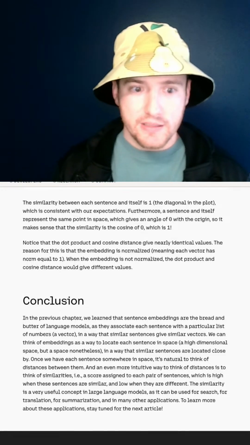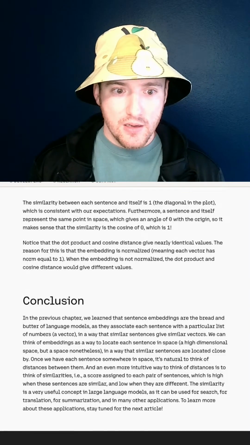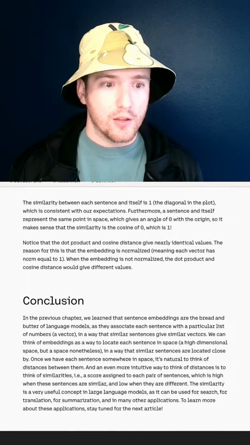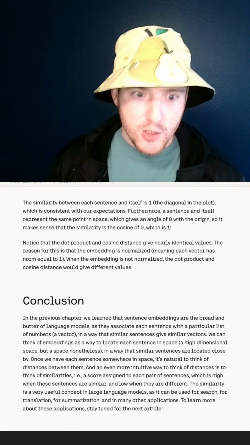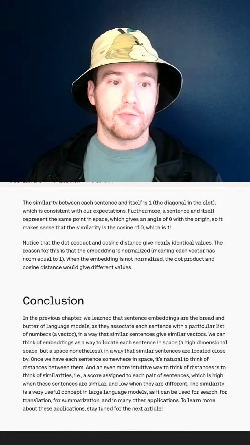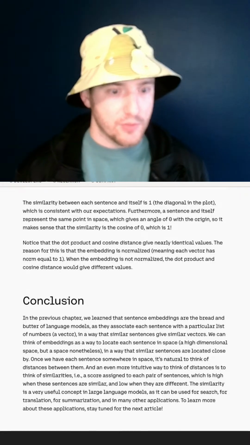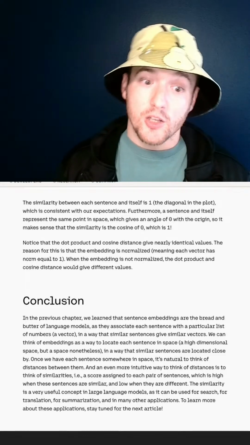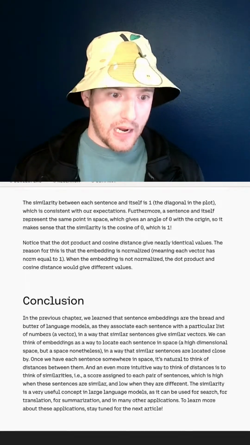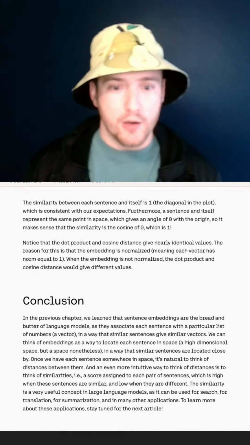We can think of embeddings as a way to locate each sentence in space in a way that similar sentences are located close by. Once we have each sentence somewhere in space, it's natural to think of distances between them. An even more intuitive way to think of distance is to think of similarities, i.e., a score assigned to each pair of sentences, which is high when these sentences are similar and low when they are different.